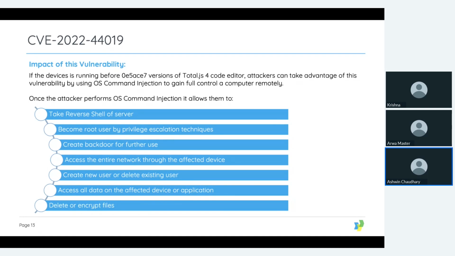new user or delete existing users, access all data on the affected device or application, delete or encrypt files. That's what people do, right? They encrypt files, right? And then blackmail companies: give us so much money in Bitcoins and so on, and only then will we release all the data to you. This is one of the ways to do that.